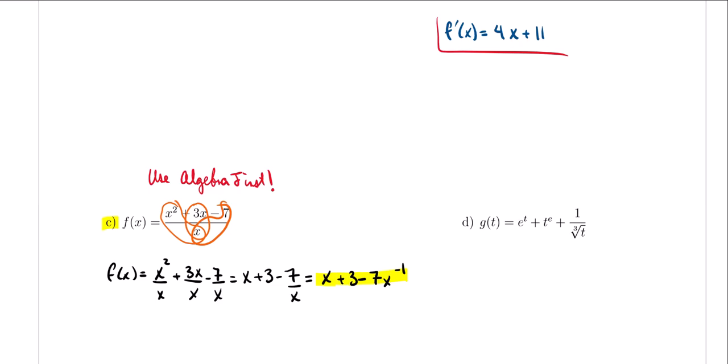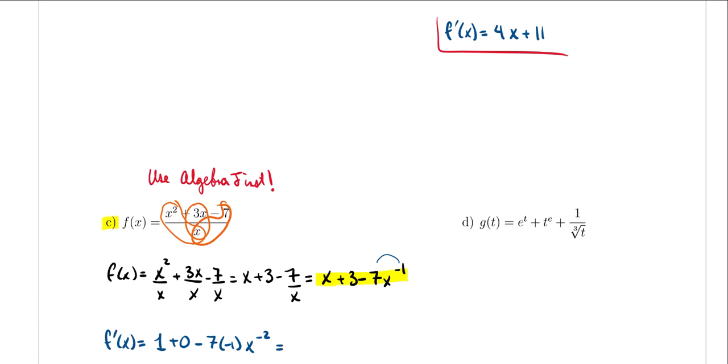Now, you could have also written the function as x plus 3 minus 7 over x. However, since we will be finding the derivative and I want to use the power rule, I brought the x in the denominator to the top. So with this new function, what is the derivative? F prime of x is equal to the derivative of x, which is just a 1, plus the derivative of 3, which is a 0, minus the derivative of 7x to the negative 1, which is going to give us, bring down the negative, a 7 times a negative 1 times x, take away 1 from the power, negative 1 minus 1 is negative 2, and that's it.